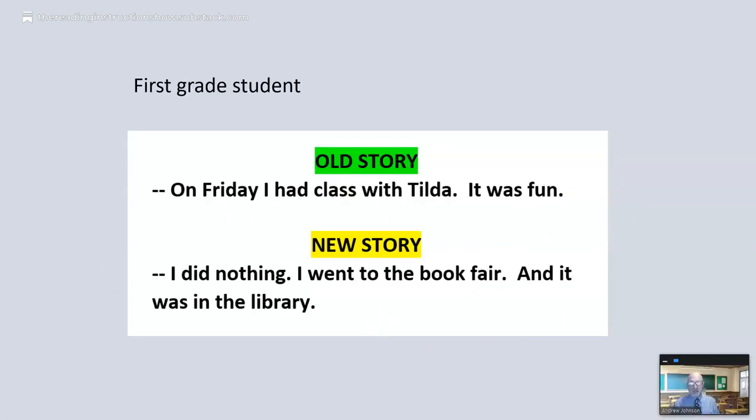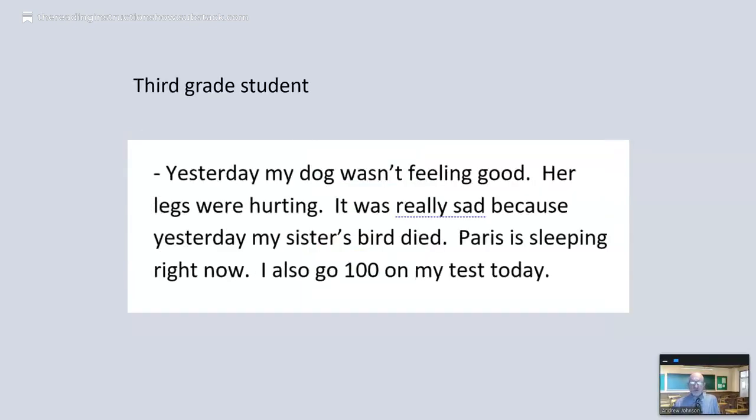These can be done with small groups. You can write small group stories. It's called shared writing. And save these stories. This is a third grade student. She wrote a little bit longer. I recorded this, we saved it, and we will go back and practice reading at times.